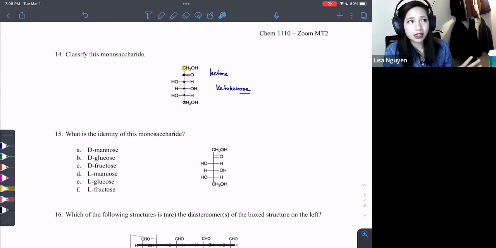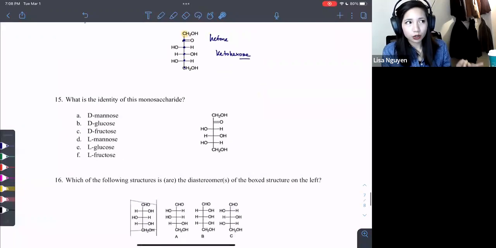So we don't use it in this question, but in the next one, we do need to identify whether it is L or D. All right, so was that clear that on this one, we do not say D or L at all, because we're just classifying it? We're just saying how many carbons and what functional group it is. But on the next one, we do, because we're trying to actually identify the sugar.